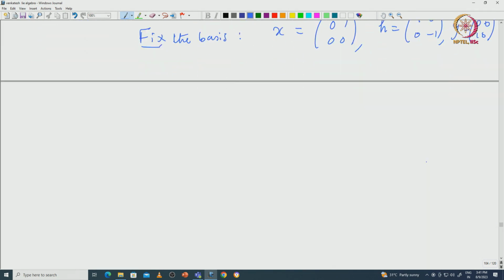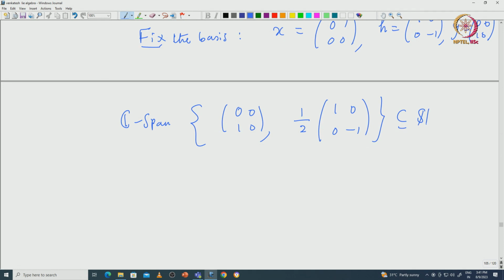Now what we do, we take the C span of this lower triangular matrix 0 0 1 0 and the matrix H, 1 0 0 minus 1. This is sitting inside sl2(C), and it is naturally a vector space. It is not hard to verify that the commutator bracket on sl2(C) will give you a Lie algebra structure on this. That means this is a Lie subalgebra of sl2(C).